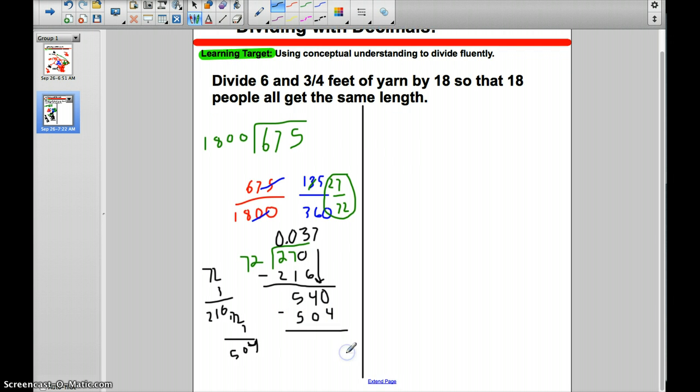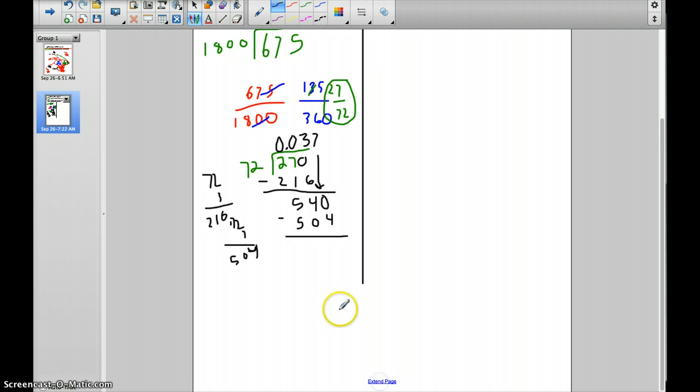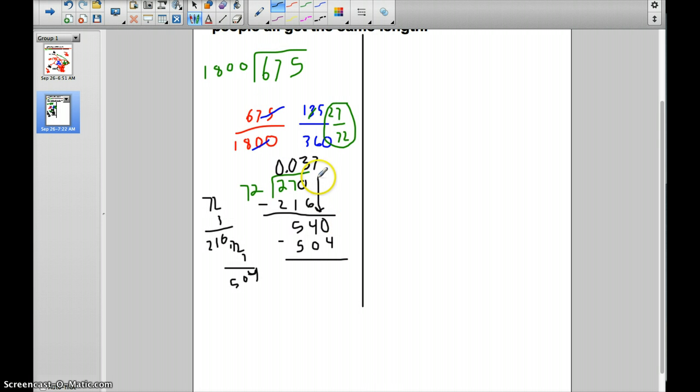And watch, from here I can continue the problem. See? I mean, I could stop. 37 thousandths of a foot. Tenths, hundredths, thousandths. Okay, I could stop. I have two place values that are non-zero here. If I were to continue, watch what would happen. 540 minus 504 is 36. Now I have a choice to make. I could keep trying to put this number into this number and put my numbers up here in the quotient area.